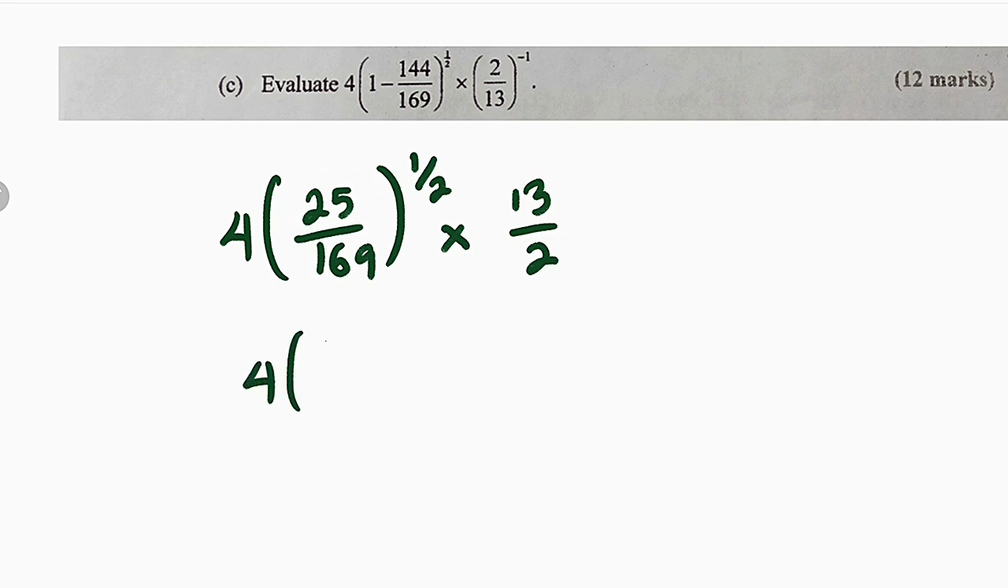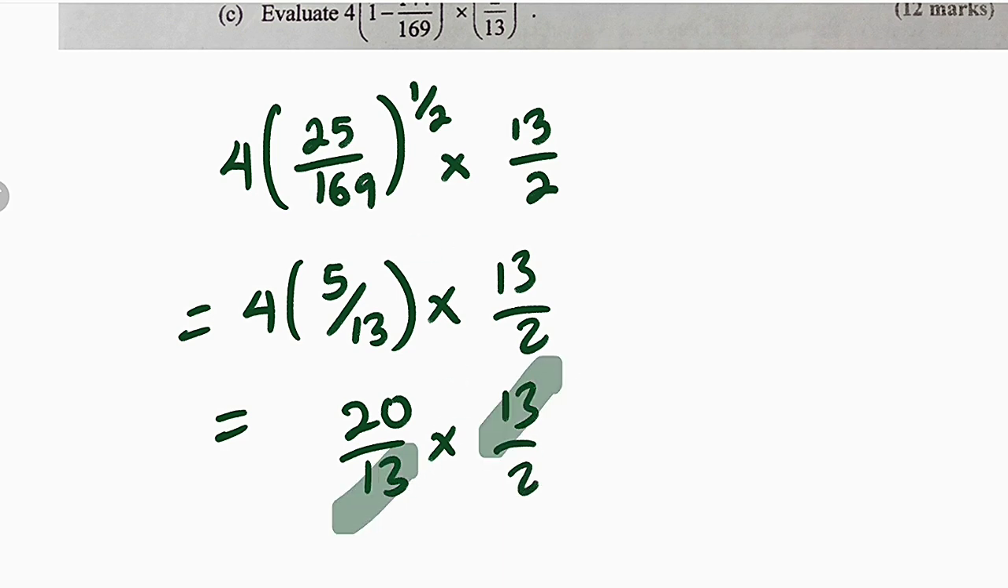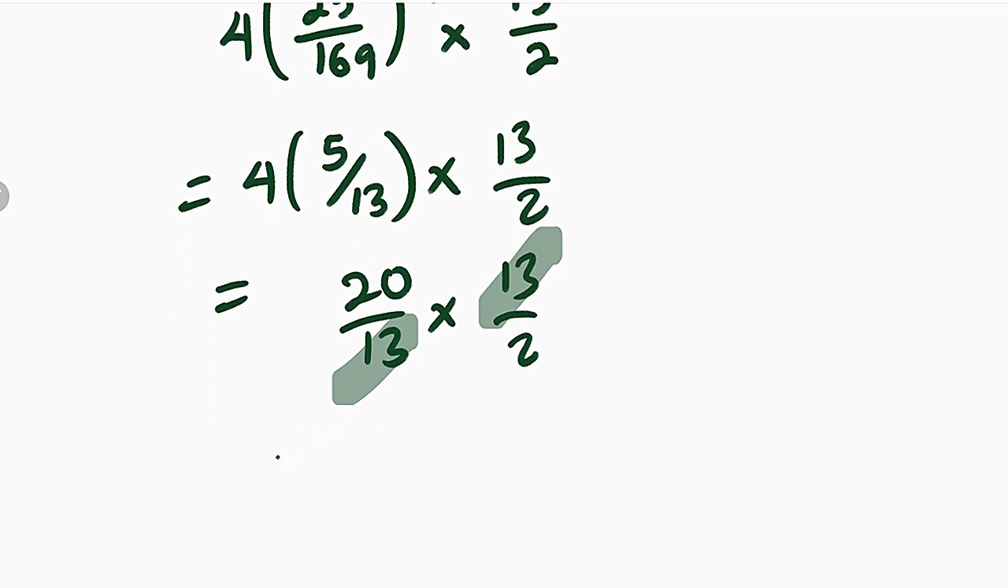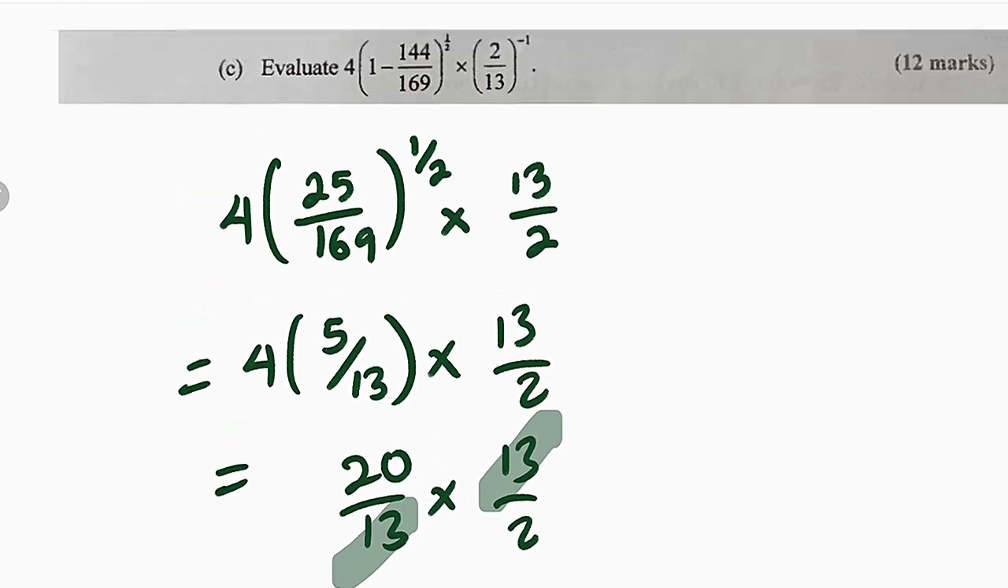So we have 4 times 5 divided by square root of 169 is 13. Multiplied by 13 divided by 2. 4 times 5 is 20. So we have 20 divided by 13. Multiplied by 13 divided by 2. You can see that this will cancel this. And 20 divided by 2 is equal to 10. And hence the final answer is 10. Now let us move on to question number 8.